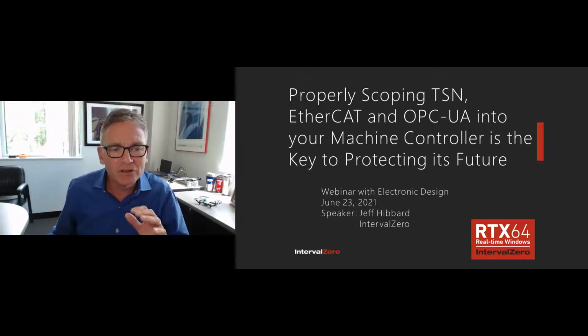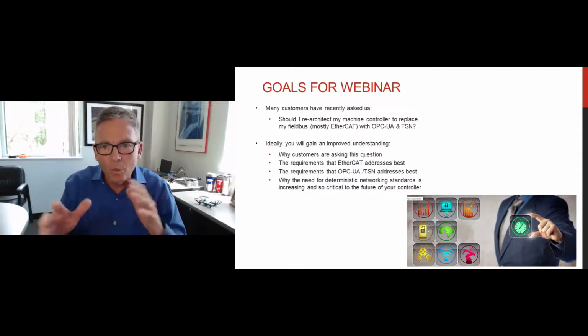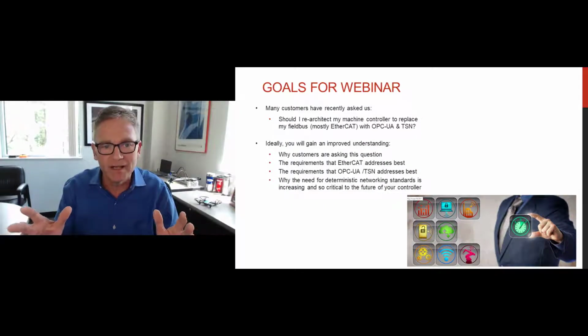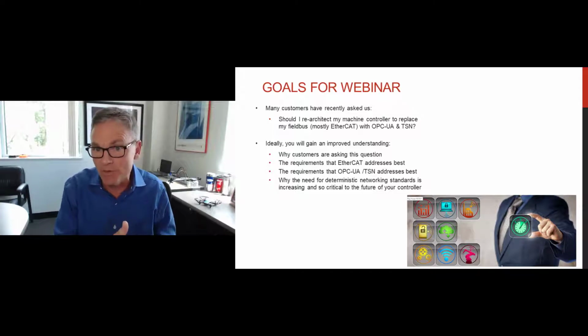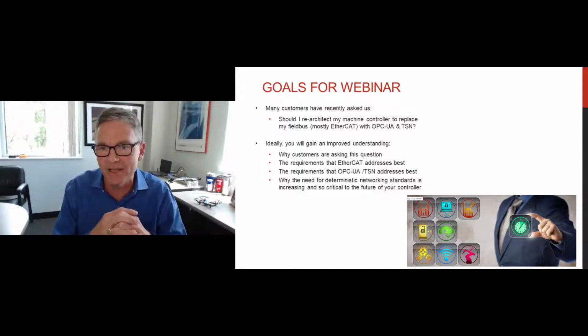And just to give a little context on what I am trying to share today, recently many of our best customers have asked, should I re-architect my machine controller to replace my fieldbus, which is most of the time EtherCAT, and replace it with OPC UA or TSN? And if not, how should I implement these technologies?